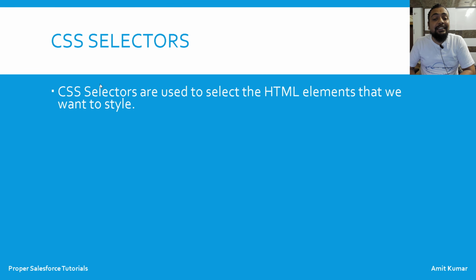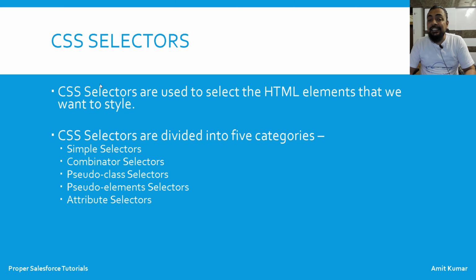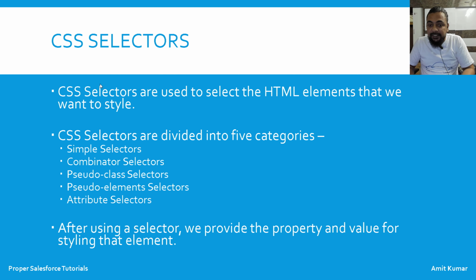Now CSS selectors are used to select the HTML elements that we want to style. CSS selectors are divided into 5 main categories, which are simple selectors, combinator selectors, pseudo class selectors, pseudo element selectors, and attribute selectors. Now once we use a specific selector, our main job in CSS is to provide the property and value for styling that specific element. In this video, we are going to focus on simple selectors.